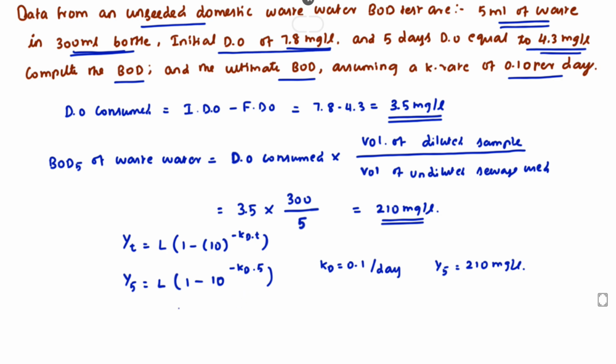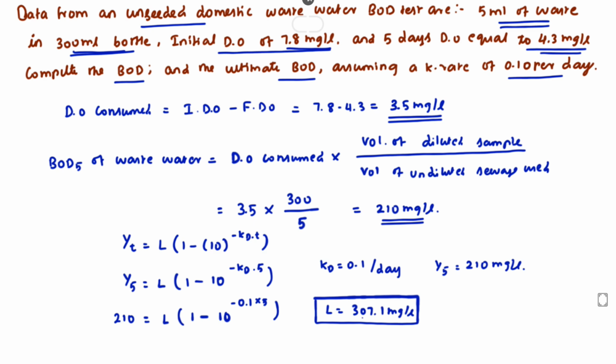Now we substitute all the values. 210 equals L into 1 minus 10 power minus 0.1 into 5. Solving this, we get L equal to 307.1 milligram per liter. This is the ultimate BOD. So L, the ultimate BOD, is 307.1 milligram per liter, and the 5 day BOD is 210 milligram per liter. This is the final answer.